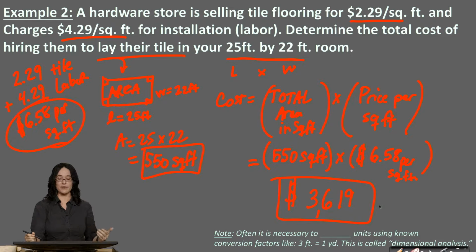In fact, you could calculate the price for just the tile itself by deleting the 429 and replacing 658 with 229, right? And that would give you that price, okay? All right, so let's talk about what to do now.